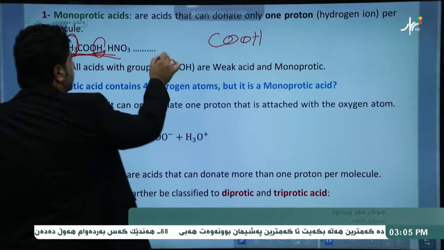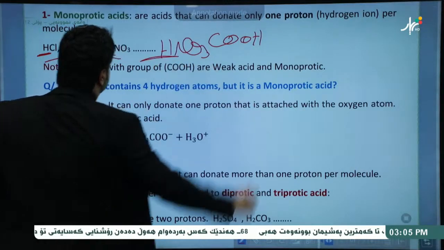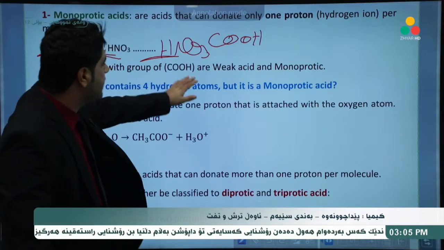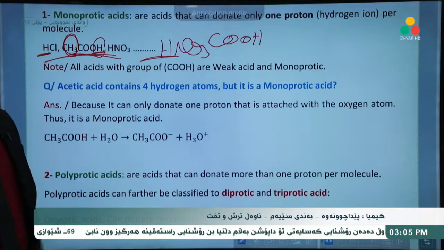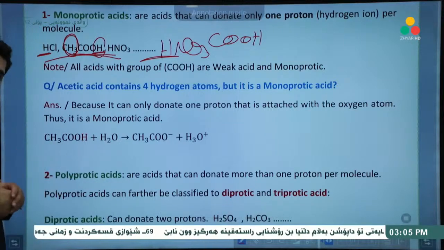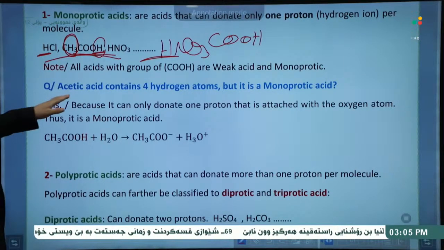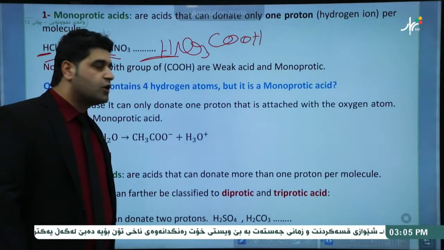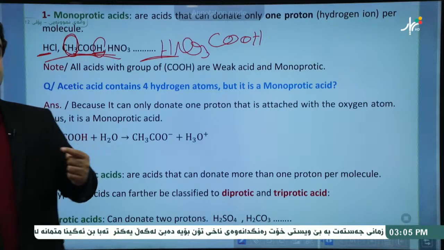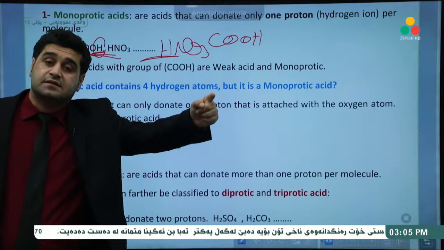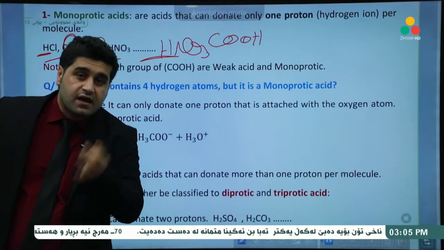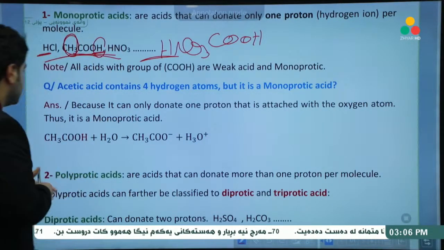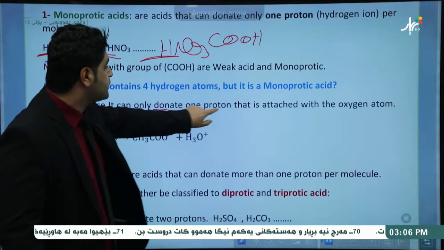Or HNO3. HNO3 can release only a single proton. So all the acids with that group are weak and monoprotic. They are organic acids. Acetic acid contains 4 hydrogen atoms, but it's a monoprotic acid. Why? Do you remember what I told you? The last hydrogen is ionizable, but the first 3 hydrogens are bonded to the carbon atom by strong covalent bonds, because it can only donate one proton.